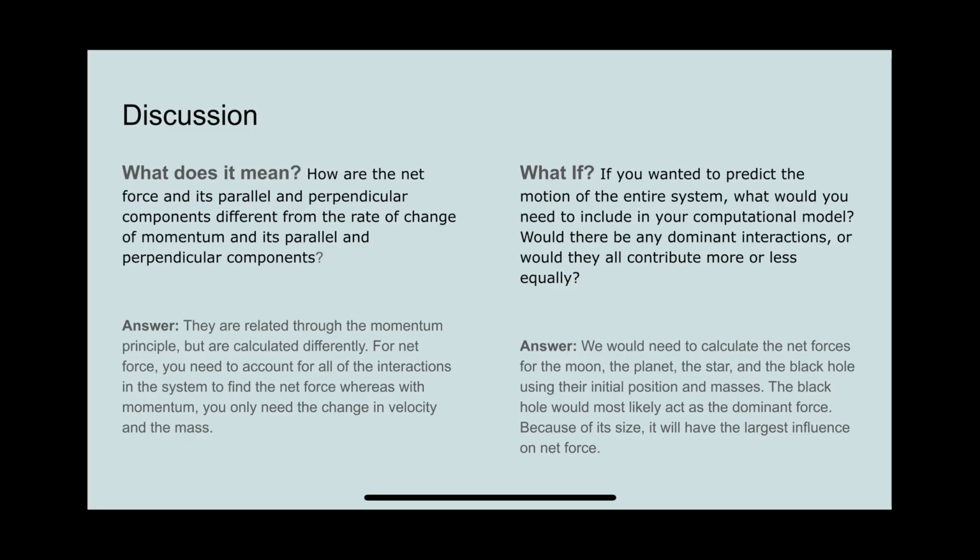The what-if question is, if you wanted to predict the motion of the entire system, what would you need to include in your computational model? Would there be any dominant interactions, or would they all contribute more or less the same? The answer would be that we would need to calculate the net forces for the moon, the planet, the star, and the black hole using their initial positions and masses. The black hole would most likely act as the dominant force. Because of its size, it will have the largest influence on net force.